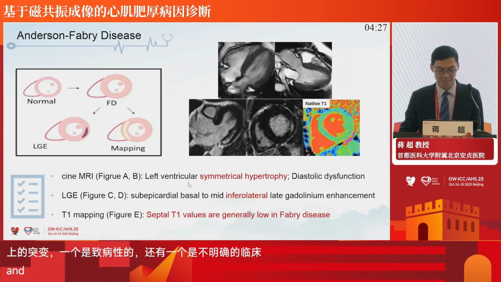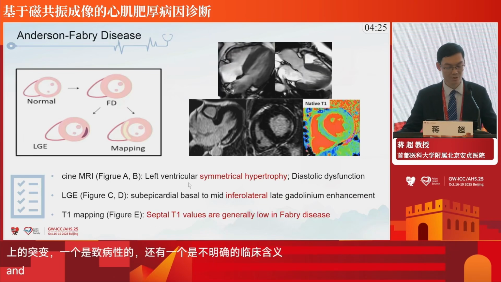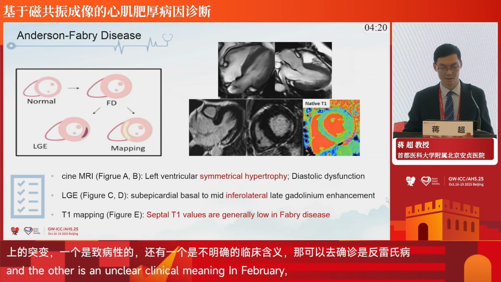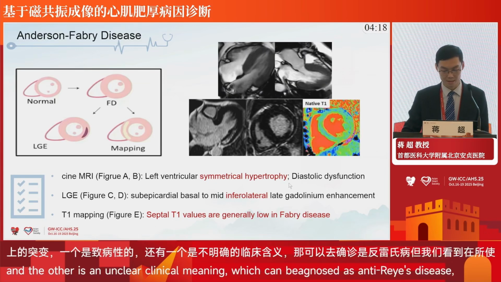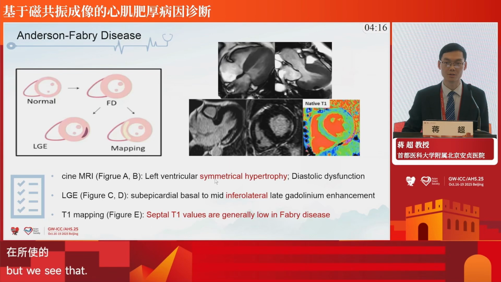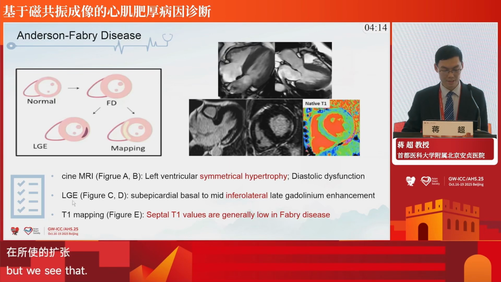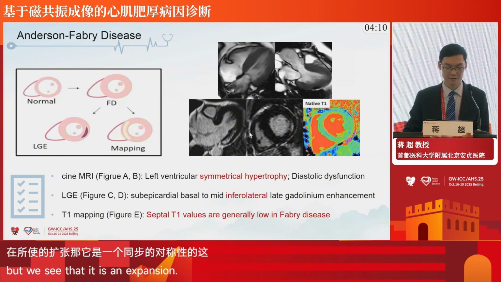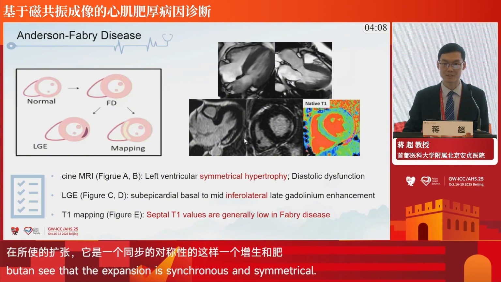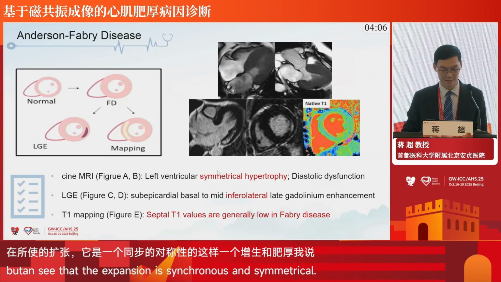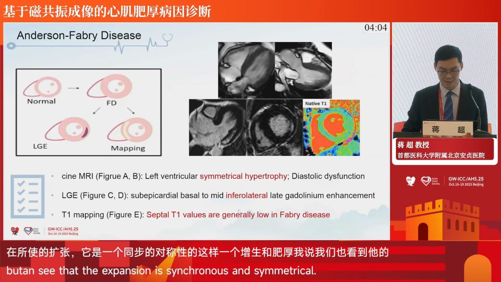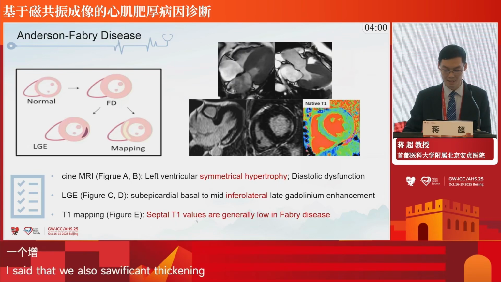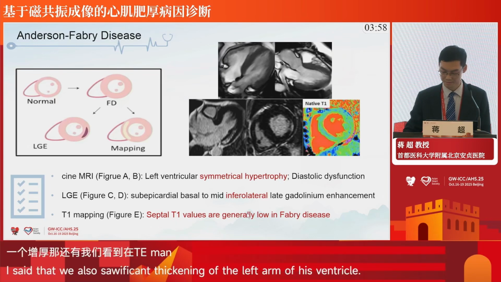In patients with Fabry disease, the left ventricular hypertrophy is commonly symmetrical, and the LGE in these patients often occurs in the inferolateral part of the left ventricular wall, and most importantly, the T1 mapping in Fabry disease is generally low.